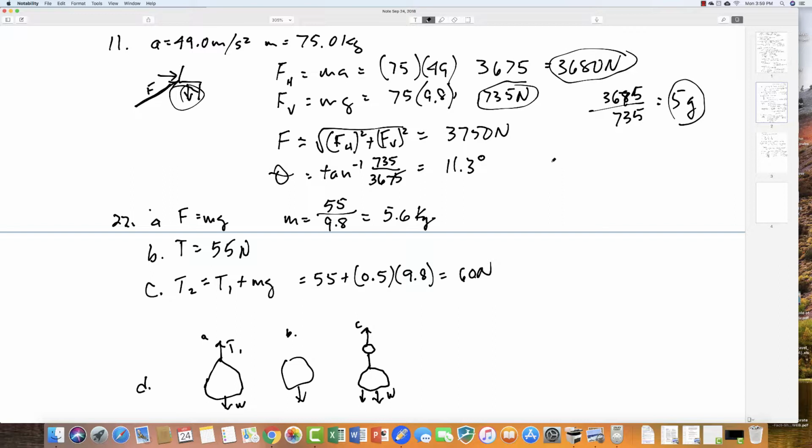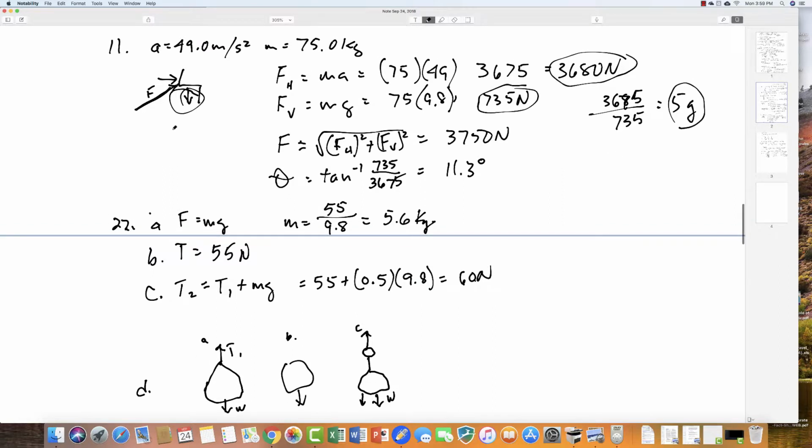The first one here is number 11. Number 11 states that a rocket sled shown in figure 4.33 accelerates at a rate of 49 meters per second squared. Its passenger has a mass of 75 kilograms. Calculate the horizontal component of force the seat exerts against the body. Compare this to his weight as a ratio, and then calculate the magnitude and direction of the total force.